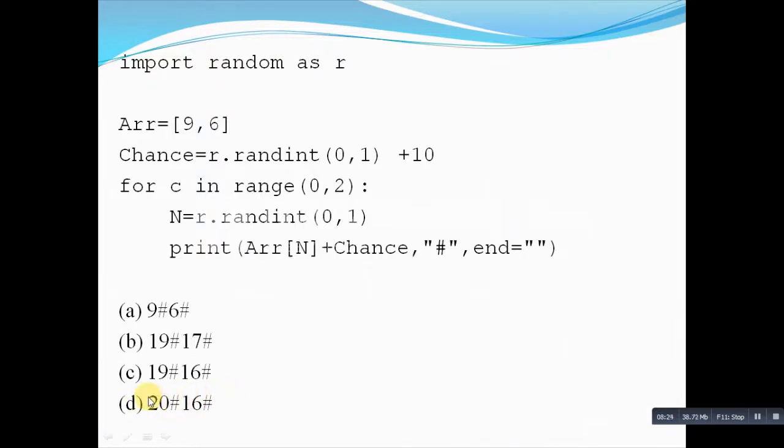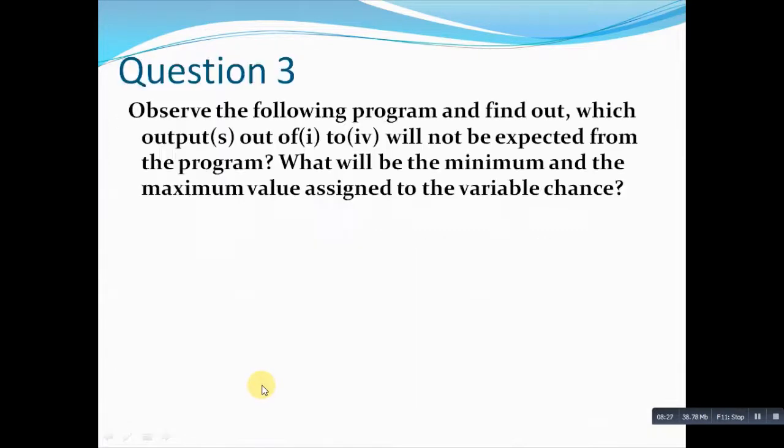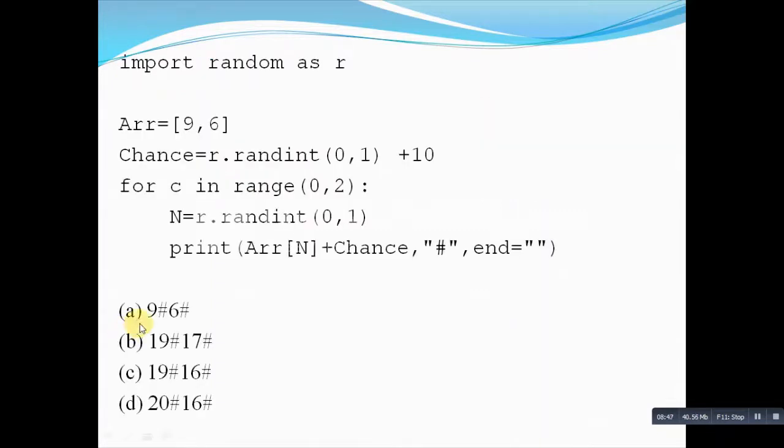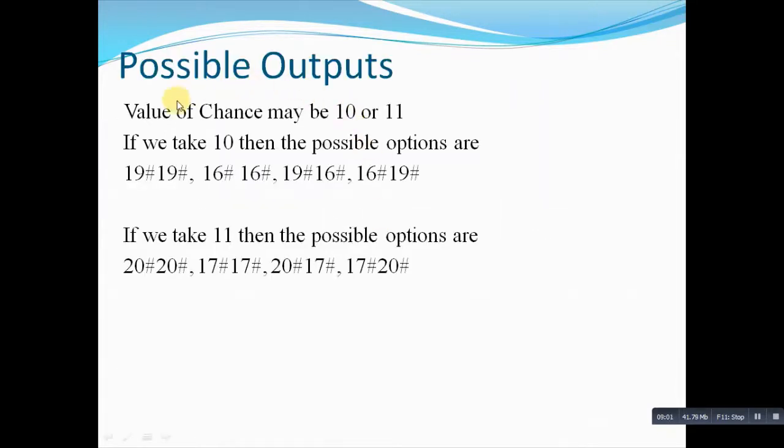Now I'm going back to the question to see what is there in the question. Observe the following program and find out which outputs out of 1 to 4 will not be expected from the program. So you have to write down the answer which is not expected from the program. Which options are not expected? Option A, option B, and option D. These options are not expected from the program. I hope that you have understood the analysis here, how this particular program is working.